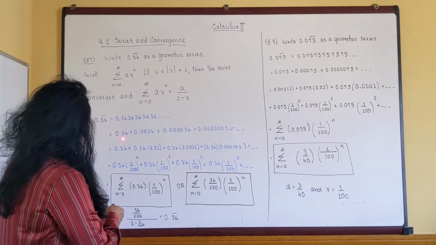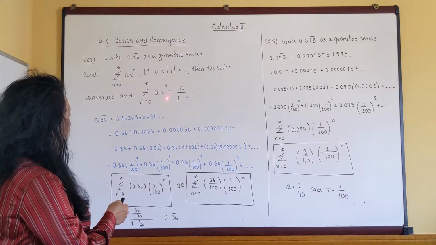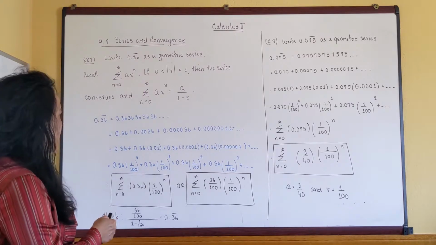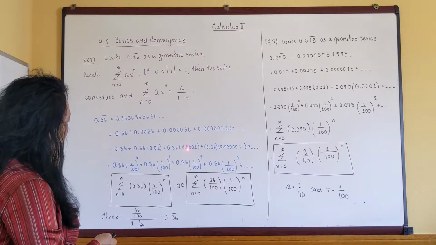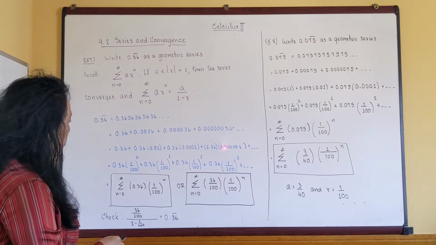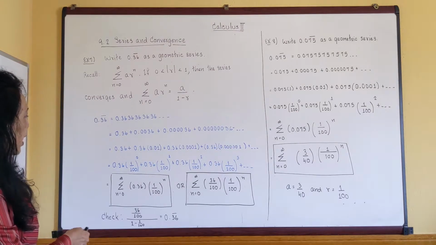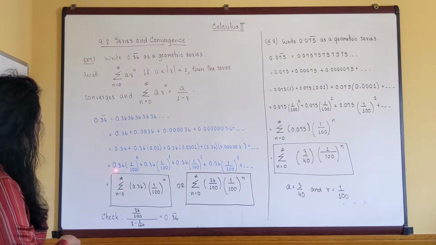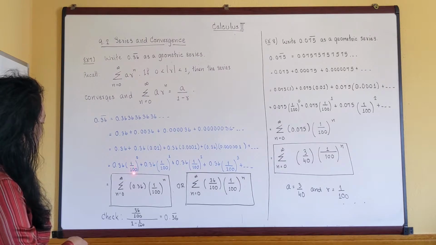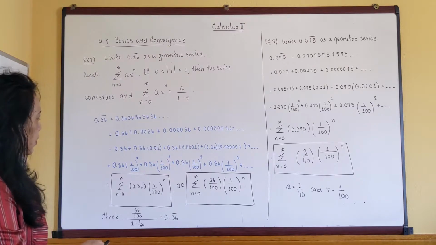So I see my 0.36 can be my a, and then I need my r. My r has to be something less than 1. So I'm thinking of 0.01, 0.0001, 0.00001, and so on. This is obviously less than 1. So I rewrite this as 0.36 times 1 over 100 to the 0, plus 0.36 times 1 over 100 to the first, and so on.